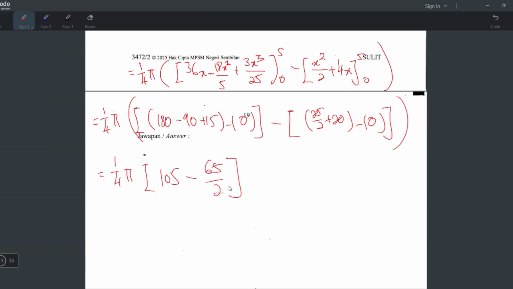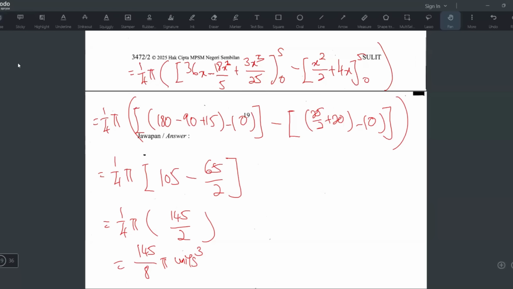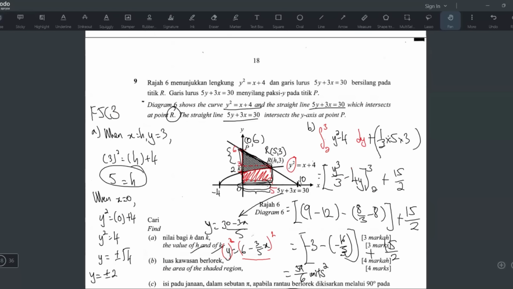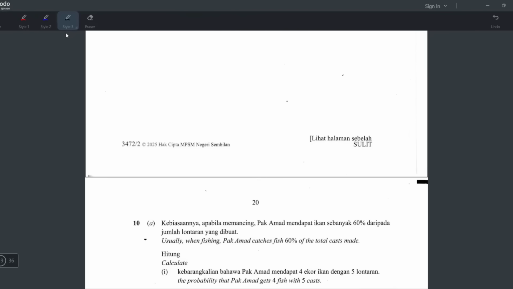And then bracket lah. Okay, now 1 over 4 pi times, okay, 105 minus 65 over 2, 145 over 2. And then 145 over 2 divided by 4, 145 over 8 with the pi. And then units cubed because it's volume, right? Yeah, so that's the answer. Okay, sudah siap. Okay, let's continue with number 10.